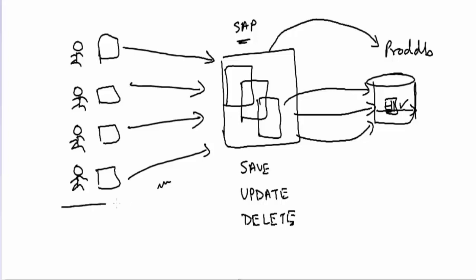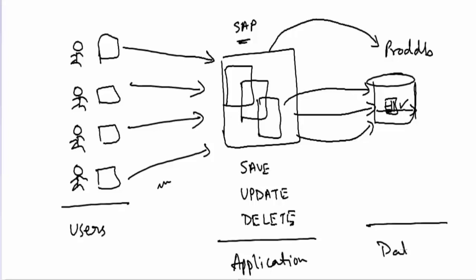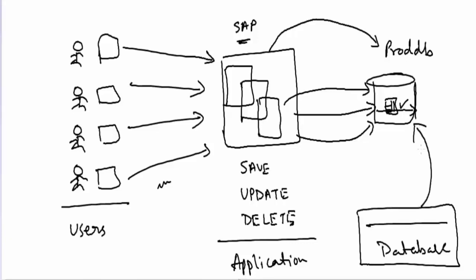The first tier would be your users. The second tier would be your application server. And your third tier would be your database. We are database administrators. Our job is to administer the database servers. We are not bothered about how the SAP server is configured. We are not bothered about how users connect to the SAP server. We are bothered only about our database server.